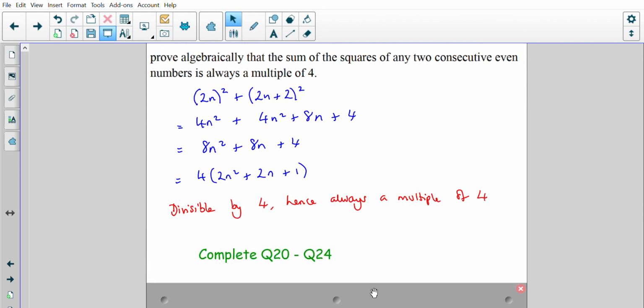Okay, I now want you to complete questions 20 to 24 on the sheet. All the model solutions are there, so you can mark them or come back to me if you're not sure about anything. Pause the video and try those now.